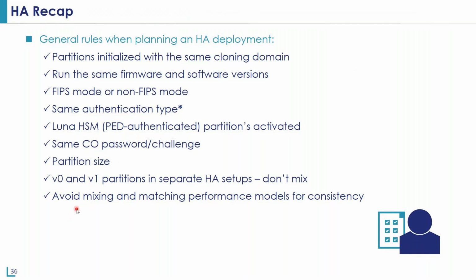And the last one is again a recommendation, the same performance level. 750 should be in HA with 750, 790 should be in HA with 790. Even though there is no restriction to do that, this is more of a recommendation. So in the slides, some are recommendations and some are mandatory.